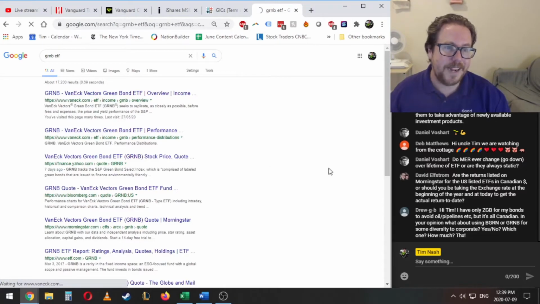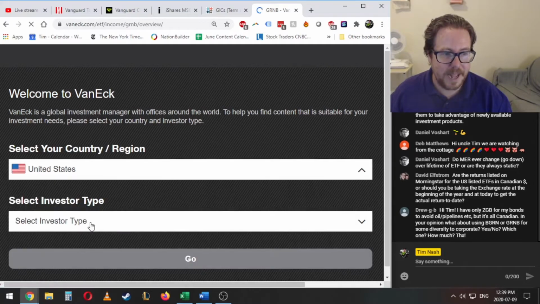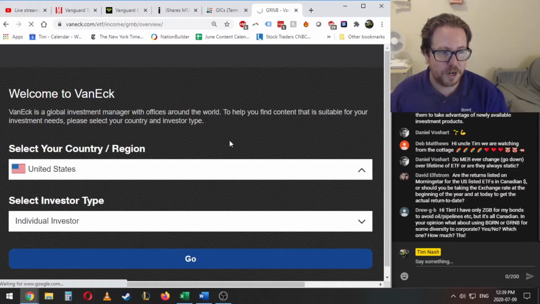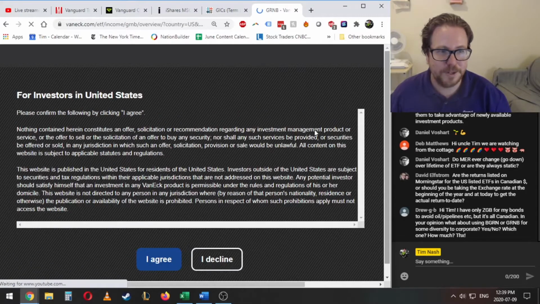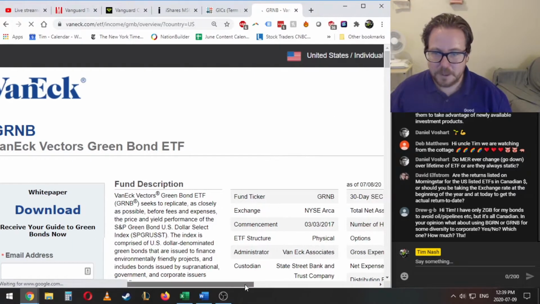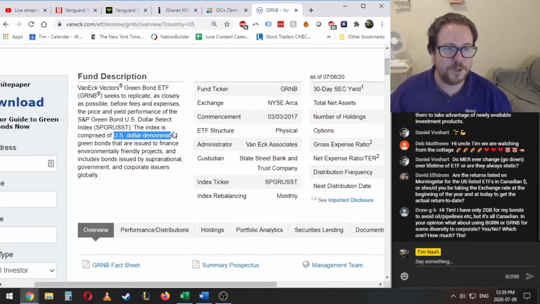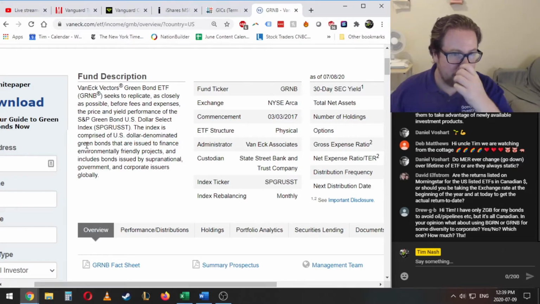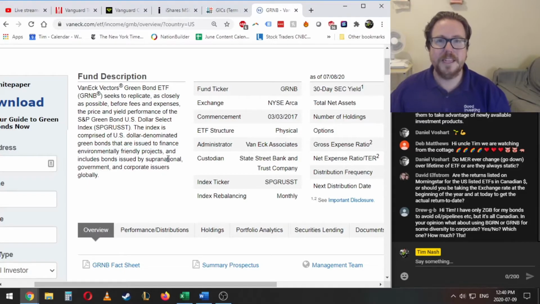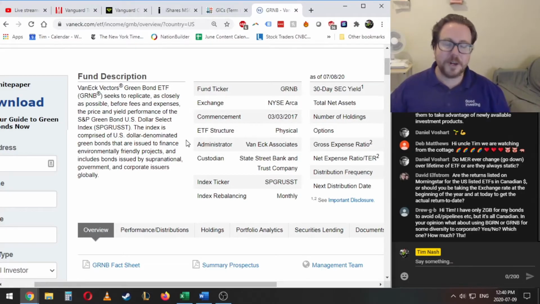So this is the VanEck Vectors Green Bond ETF, which sounds awesome. Okay, I'm in Canada. I am an individual investor. Go. Okay, it kept me in US, but you know what? That's fine. And I agree to that. So here we go. This is a green bond ETF. What this means is that the index is comprised of US dollar denominated green bonds that are issued to finance environmentally friendly projects. So these are going to be things like renewable energy or smart grids or energy efficiency.